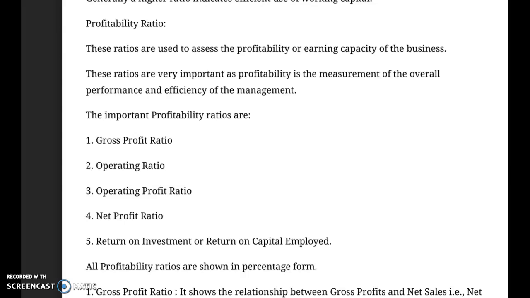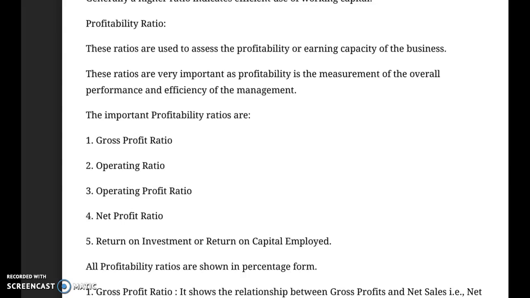Now these ratios are very important as profitability is the measurement of the overall performance and efficiency of the management. Under profitability ratios, a number of ratios are calculated with reference to the various variables of the financial statements. But there are four very important ratios which we will calculate here. Apart from these four ratios, two ratios are also very important, and out of these profitability ratios, every year generally one or two ratios are asked. So let's start understanding the profitability ratios.